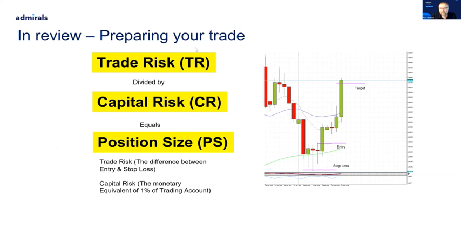Then I've identified my trade risk, my entry versus my stop loss. I know what my capital risk is because it's always going to be 1% of my account. If I divide my capital risk by my trade risk, I will know what my position size is. Invariably I'm ensuring that I'm only risking a small portion of my account on the trade and that I'm never trading without a stop loss. So I'm fulfilling that first rule.